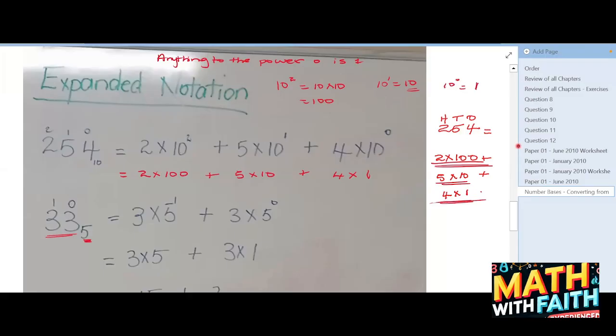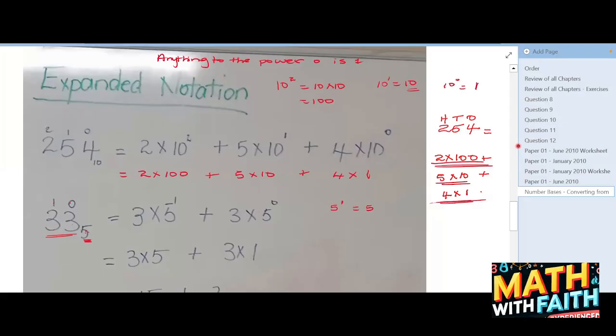So this is column 0. Remember, the last column is column 0 and then 1. So we have column 0 and column 1 here. So this number is 3 multiplied by the base of 5 to the power 1, plus 3 multiplied by 5 to the power 0. What is 5 to the power 1? 5 to the power 1 is just 5.